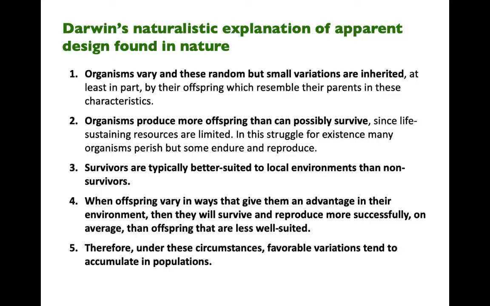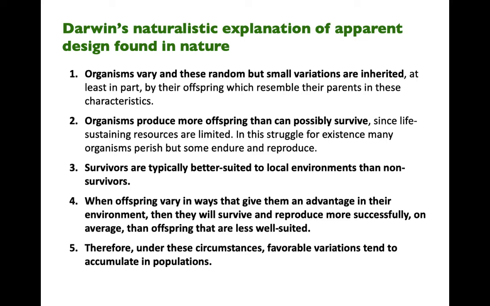Darwin's naturalistic explanation of apparent design found in nature can be framed as an argument. Organisms vary, and these random but small variations are inherited, at least in part, by their offspring, which resemble their parents in these characteristics. Organisms produce more offspring than can possibly survive, since life-sustaining resources are limited. In this struggle for existence, many organisms perish, but some endure and reproduce. Survivors are typically better suited to local environments than non-survivors.